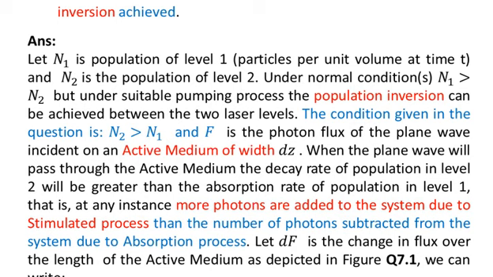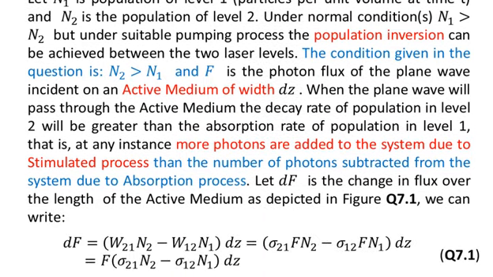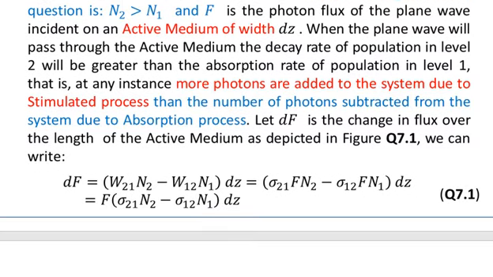the plane wave incident on an active medium of width dz. When the plane wave passes through the active medium, the decay rate of the population in level 2 will be greater than the absorption rate of the population in level 1. That is, at any instant more photons are added to the system due to the stimulated process than the number of photons subtracted due to the absorption process, because the population in level N2 is greater than the population in level N1. That's why we have said this statement.